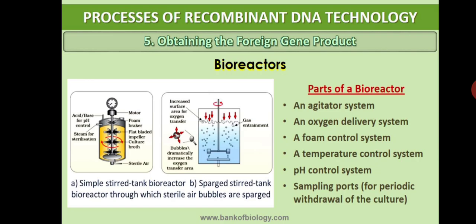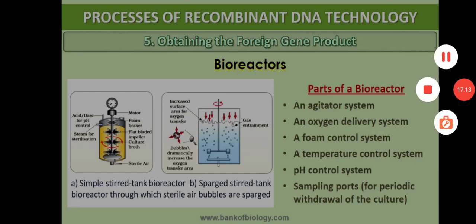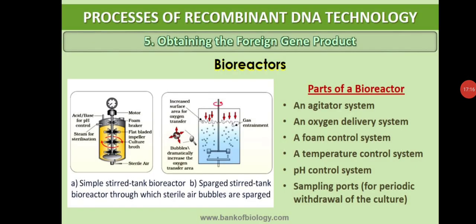Understood? This diagram they will ask in the examination, only this diagram they will ask. Okay, you have to practice the diagram. This is the fourth important tool used in recombinant DNA technology, that is the bioreactor. You will study it in detail, along with the steps of recombinant DNA technology, and how, by making use of this bioreactor, it is possible to get the desired product.